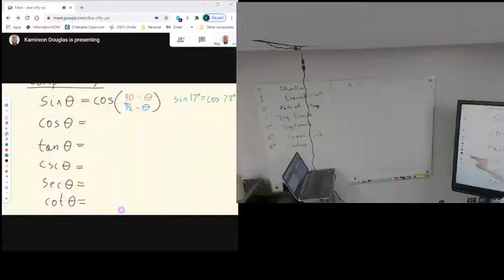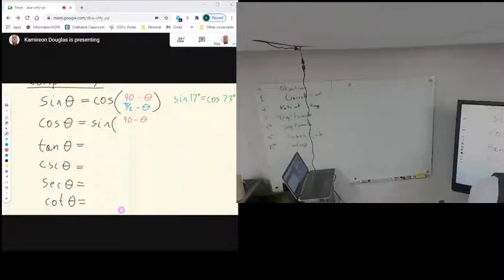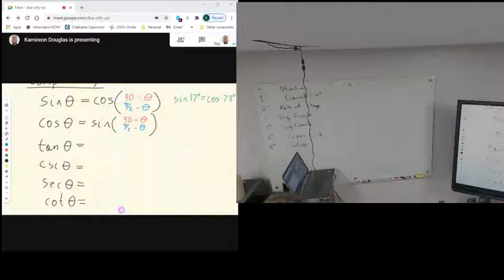Cosine is equivalent to sine with the exact same 2 changes. Either you have 90 minus theta, or you have pi over 2 minus theta. So sine is equivalent to cosine after one change. Cosine is equivalent to sine after one change. So, in this example, you might say something like, cosine, let's see, what's a good example? Cosine of pi over 3 is equivalent to sine of pi over 6.